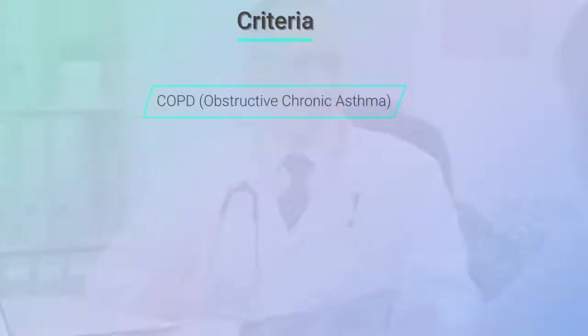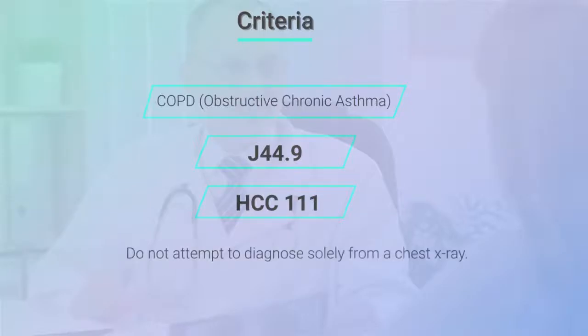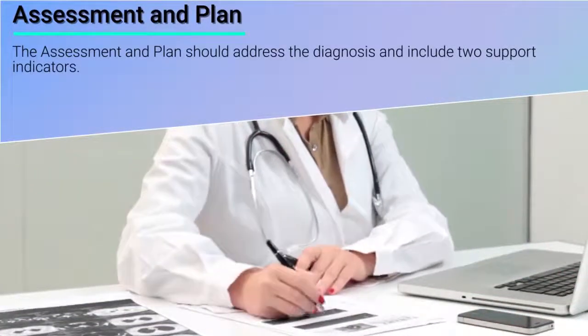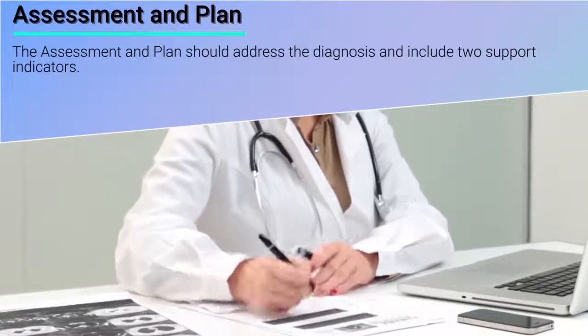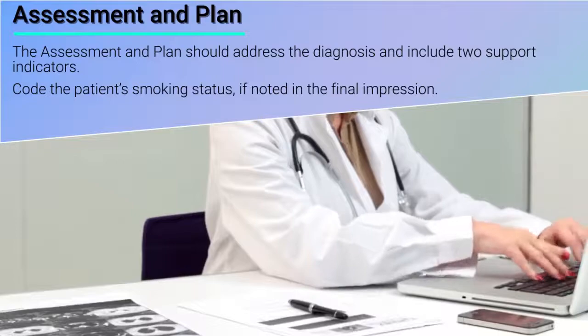The ICD code for COPD, obstructive chronic asthma, is J44.9 and the HCC is 111. Note that a chest X-ray diagnosis alone should not be enough to make a final statement. The assessment and plan should address the diagnosis and include two support indicators. Code the patient's smoking status, if noted in the final impression.